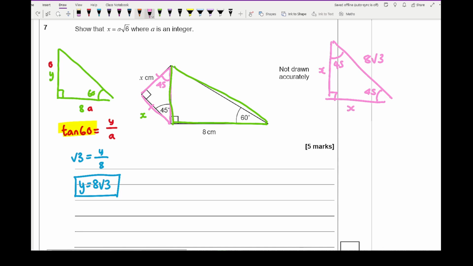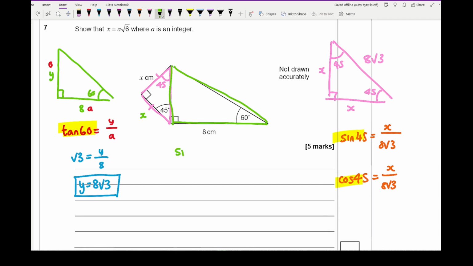Now in order to find x, I've got a few options. I can either use sine or cos. If I use sine, I get sine 45 equals x over 8 root 3, or I can have cos 45, which equals x over 8 root 3. Even though we've got two trig ratios, sine 45 and cos 45 both equal the same thing.